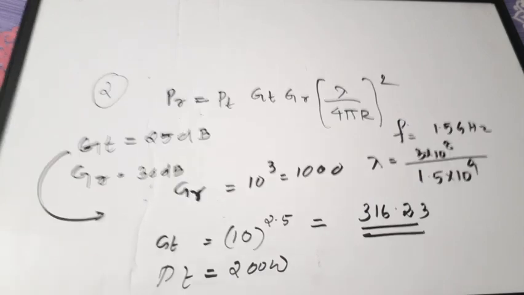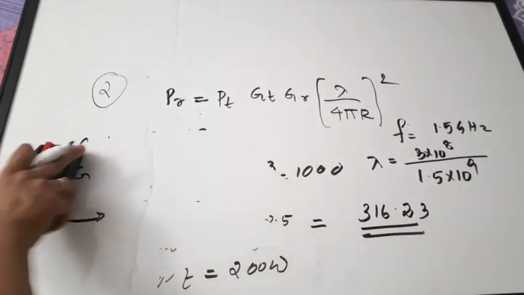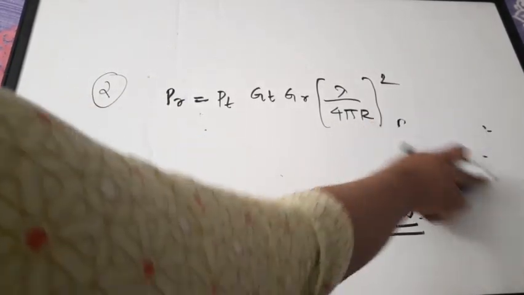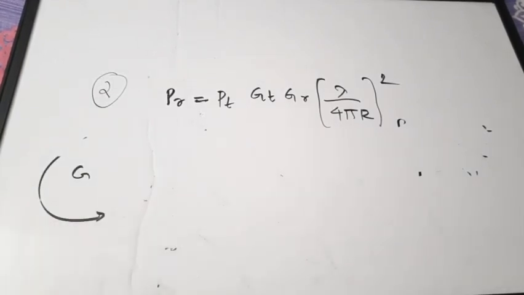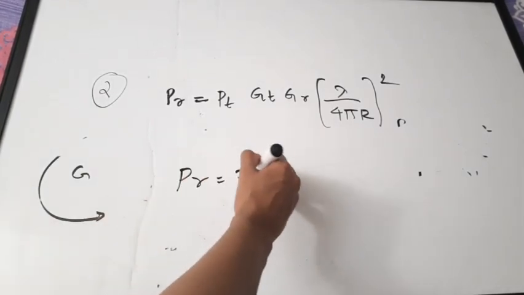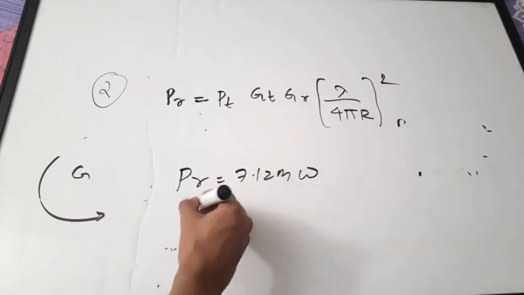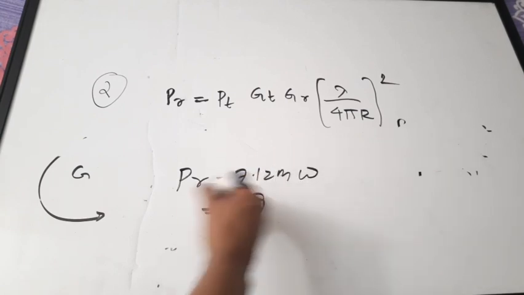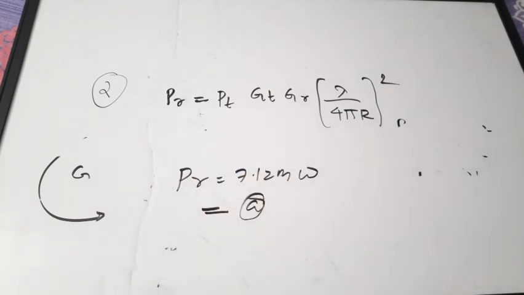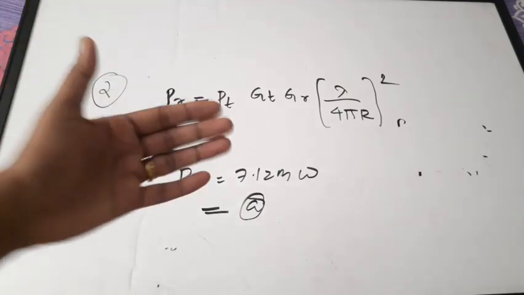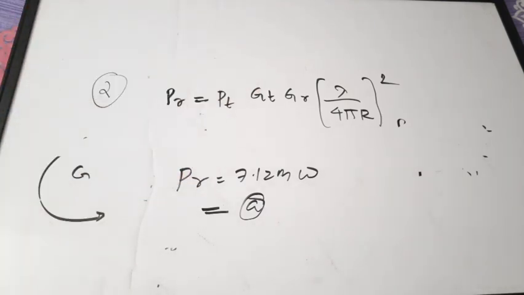The value we'll be getting is, the value of PR obtained is 7.12 milliwatts. Okay. Correct answer is option A. Second question, correct answer is option A. So if you have GT, if you have GR, if you have PT and lambda, and R is also directly given.